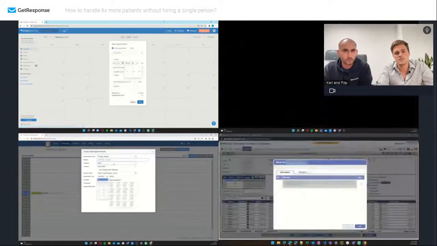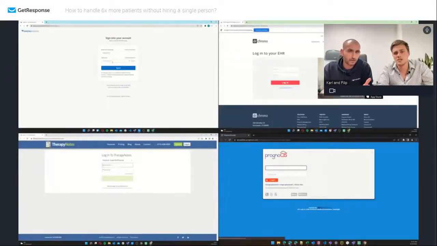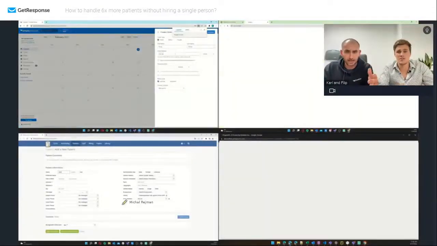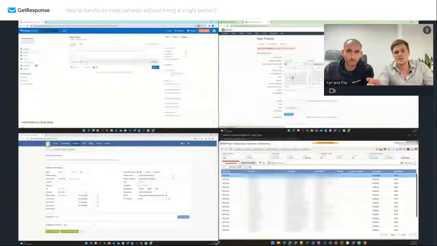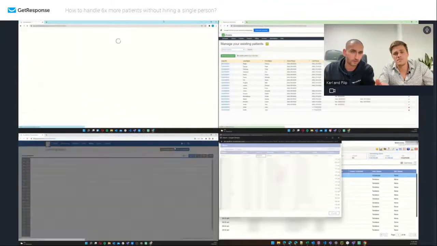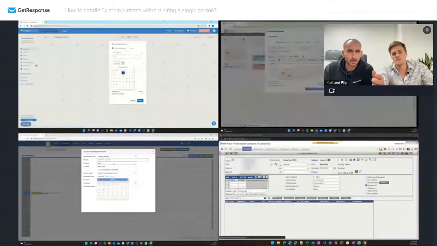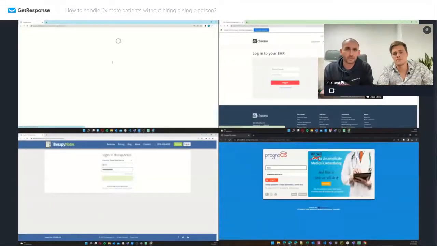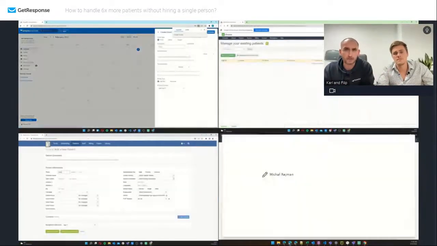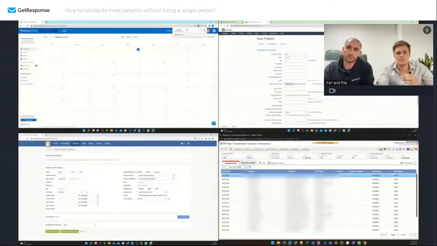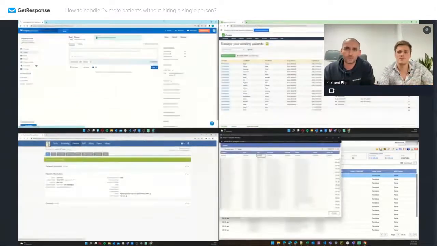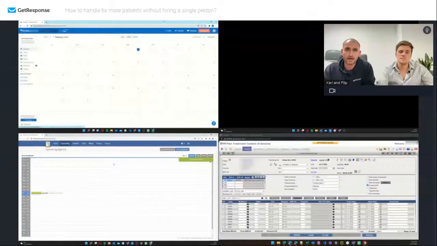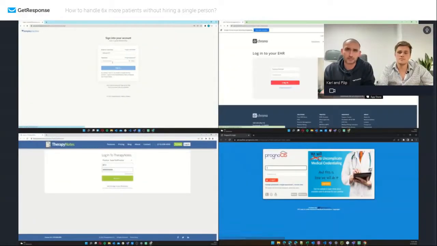So here we have four EHRs. Yeah, there's a lot of things going on. I have no idea what's going on. We're having claims processed. We're having patients registered. We're having appointments scheduled. So a lot of things are happening, all in completely different softwares from different vendors. So it doesn't really matter what the technology is. It doesn't really matter what you're doing on the screen. We can most likely automate it.